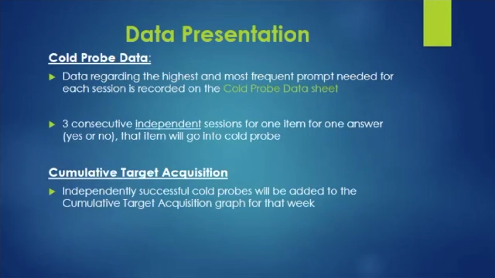When there are 3 consecutive sessions at the independent level for a given answer, the item will then go into cold probe. Cold probes that are independently successful will be added to the cumulative target acquisition graph for that week. For this program, yes and no answers will both be tracked.